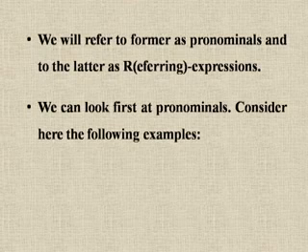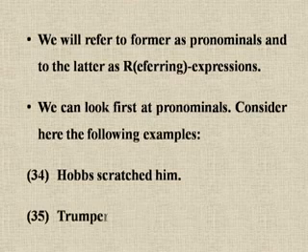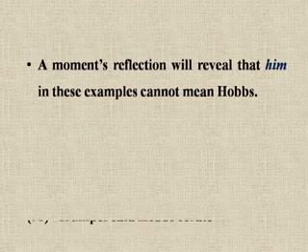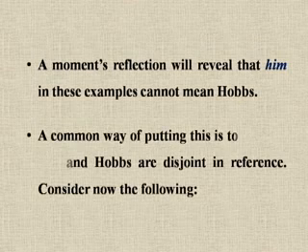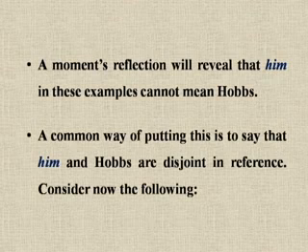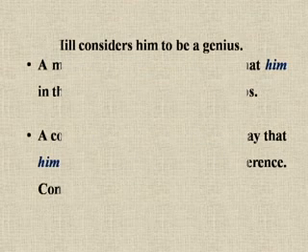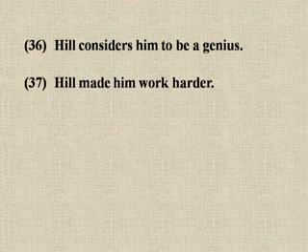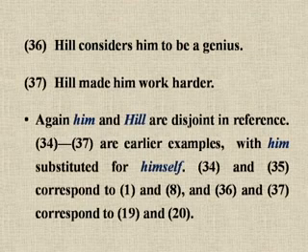Consider here the following example. Trumper said Hobbes struck him. A moment's reflection will reveal that him in this example cannot mean Hobbes. A common way of putting this is to say that him and Hobbes are disjoint in reference. Consider now the following. Hill considered him to be a genius. Hill made him work harder. Again, him and Hill are disjoint in reference.